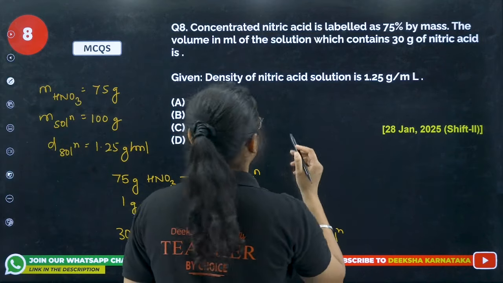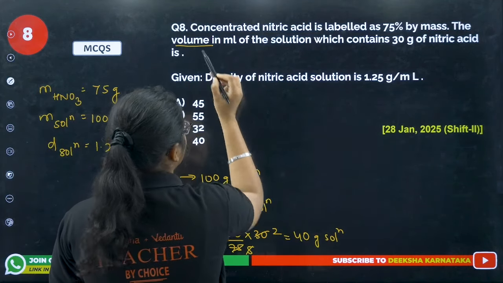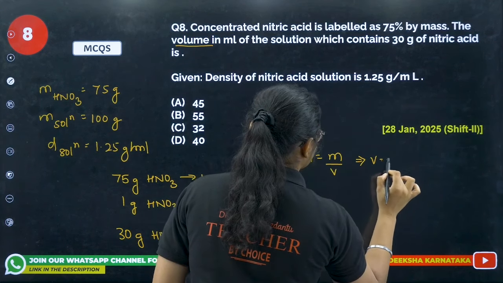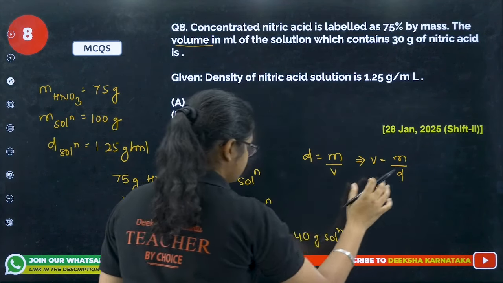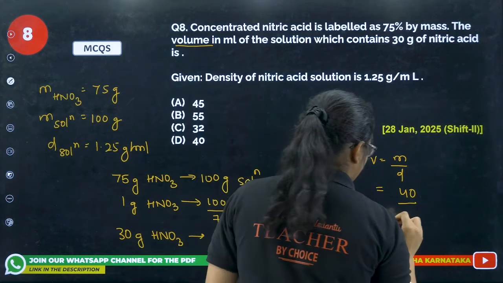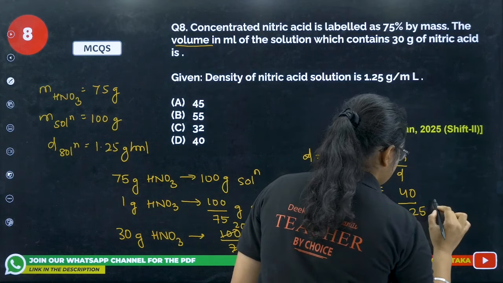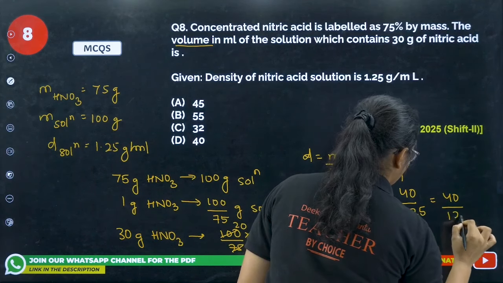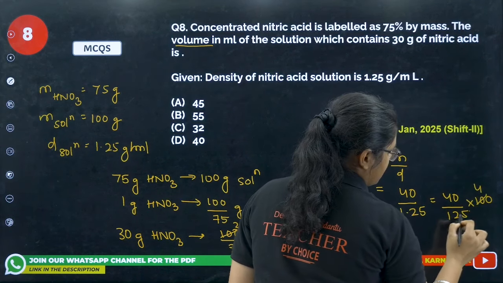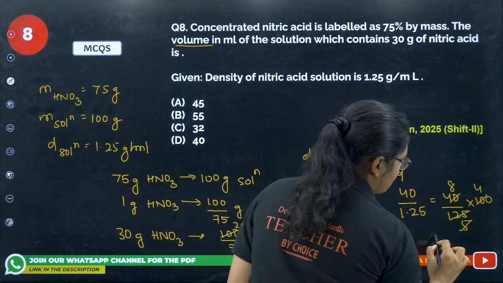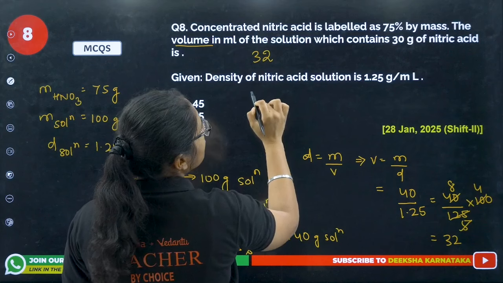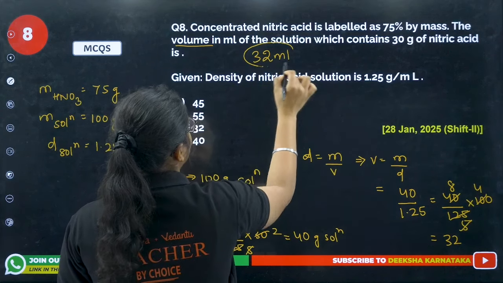So I want to calculate the volume, right? I have this formula, density is equal to mass by volume, or I can write volume is equal to mass by density. The mass of the solution is 40 grams, and the density that is required is 125. So I will have 40 by 125 into 100. I have 25 4s are 25 5s are 5 1s are 5 8s are, and that will give me 32. So what will be the answer here? 32. The volume is 32 ml.